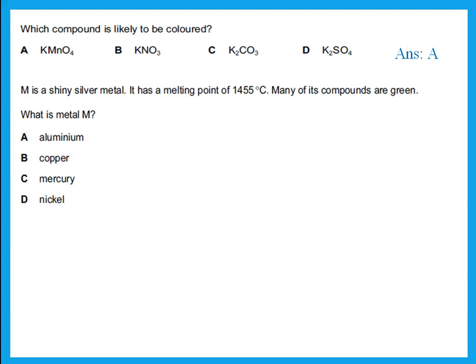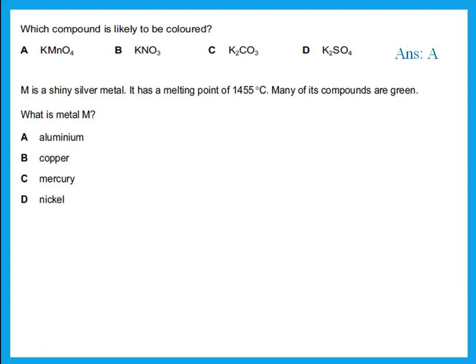It has a high melting point. Which of these choices does not have a high melting point? You should know that mercury is the only liquid metal. So if it's a liquid, that means its melting point will be lower than room temperature. So if we say it has a high melting point, then mercury is out of the question. So we're choosing between aluminium and nickel.